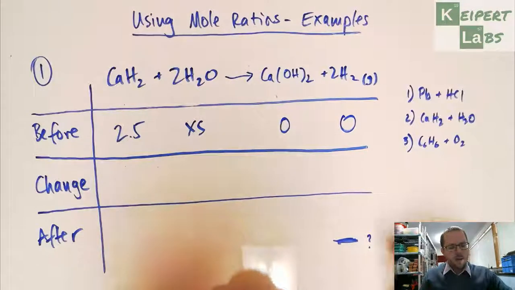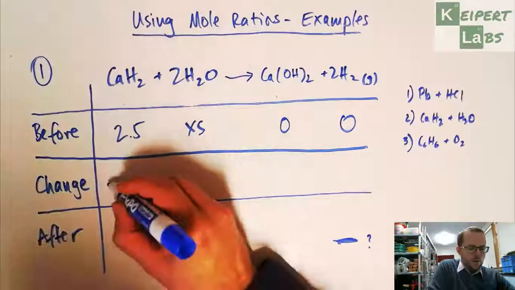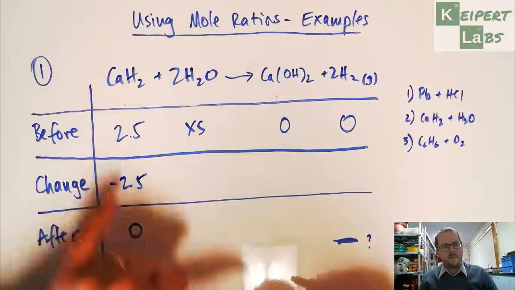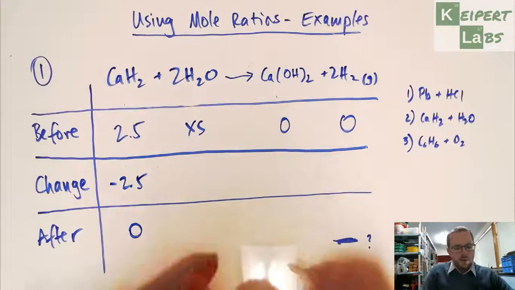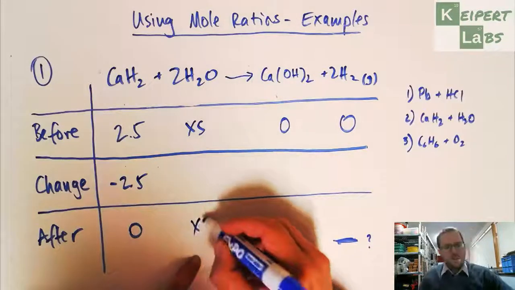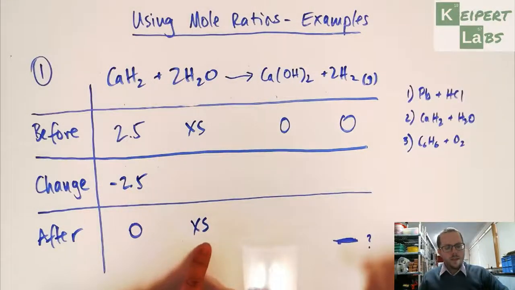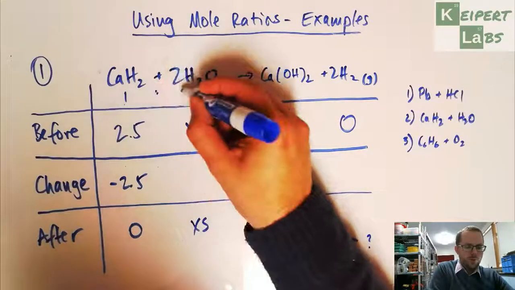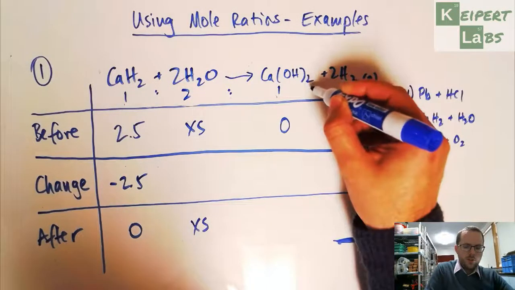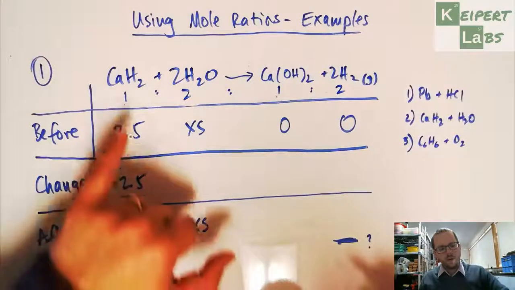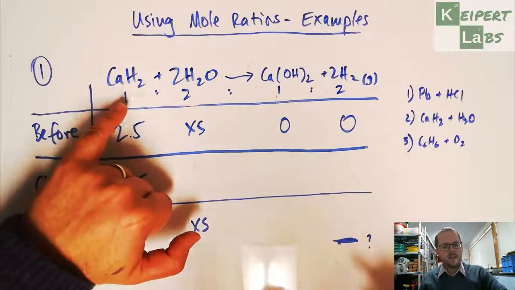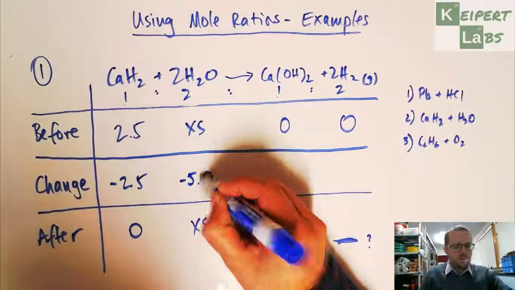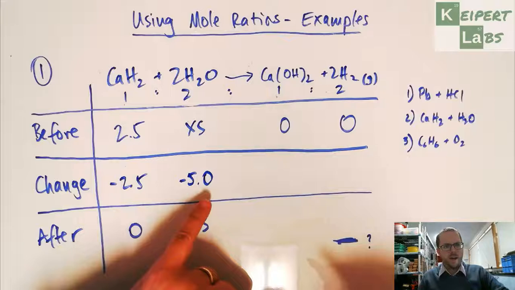I'm using up all 2.5 moles of my calcium hydride, so none is left over, and I'm still going to have an excess of water remaining. Looking at my ratio, I've got 1 to 2 to 1 to 2. For every 1 mole of calcium hydride that reacts, I need 2 moles of water. So 2.5 moles of this means I need 5 moles of that.